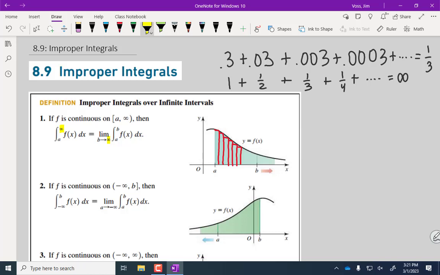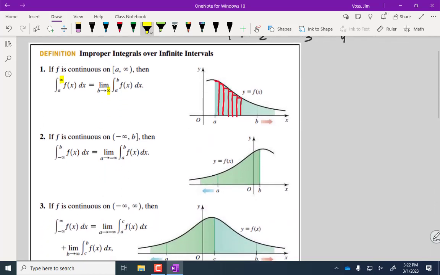It seems like the area should be infinite, but we now know it might not be infinite. Because if these are representing the areas of rectangles, you can have an infinite number of rectangles that add to a finite value. They just have to be going to 0 really quickly. So that's what we're going to do, try to figure out when they're going to 0 quickly enough.